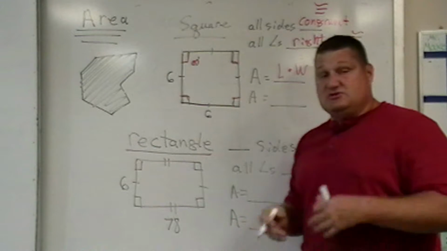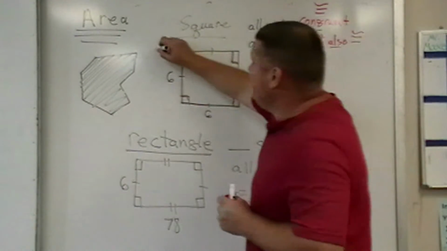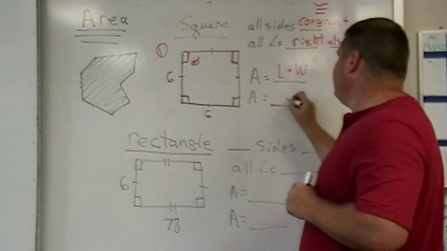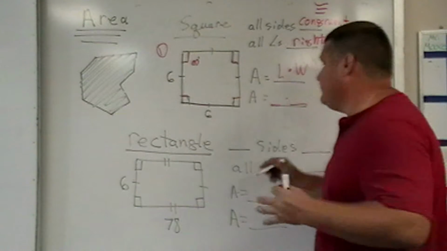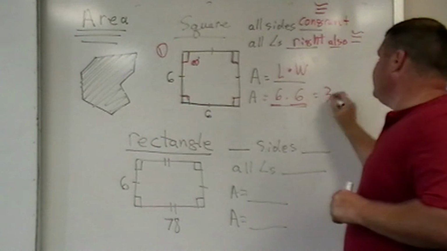Now, if I want area here, it's going to be length times width. So in this case, I want you to fill in the blank on your worksheet. What's this one? Well, let's go ahead and have this problem number 1. So I want you to fill it in. What times what? Okay, 6 times 6. There you go. Answer is going to be 36.